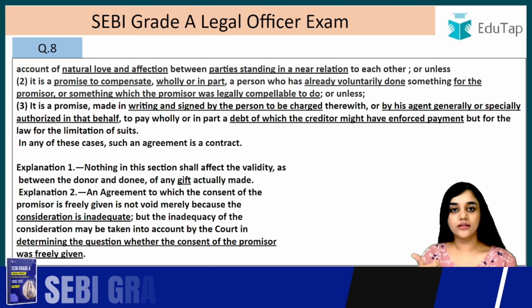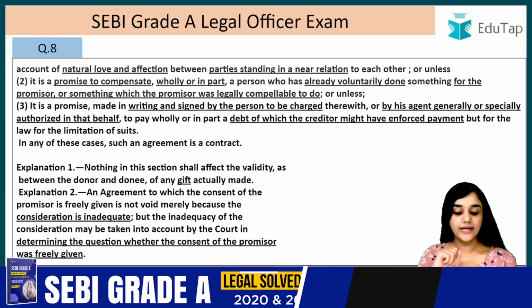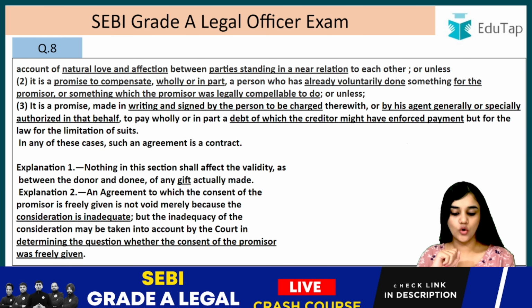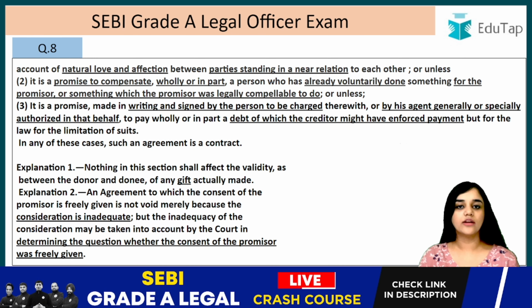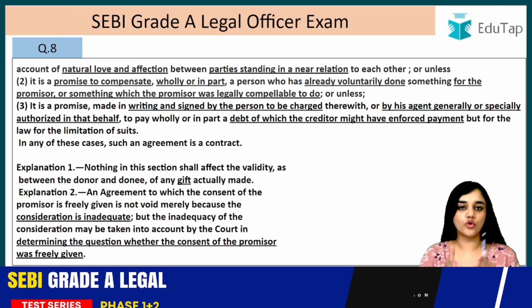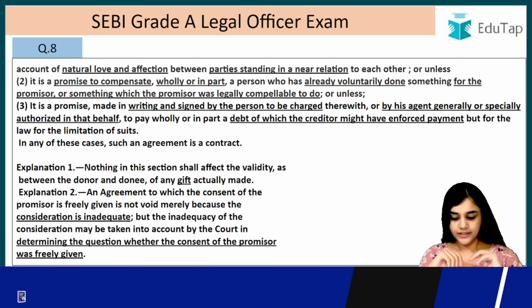A debt of which the creditor might have enforced payment, he might have enforced it if the limitation law had not stopped him, right? So a debt of which the creditor might have enforced payment but for the law of limitation of suits, but he cannot do that because of the law of limitation. It is known as time barred debt, and on the basis of time barred debt, if B again promises that okay, I am going to pay you, I will pay you wholly, then it becomes a valid contract, right?